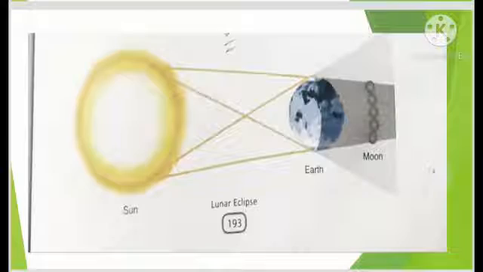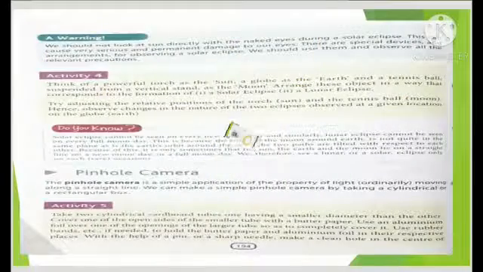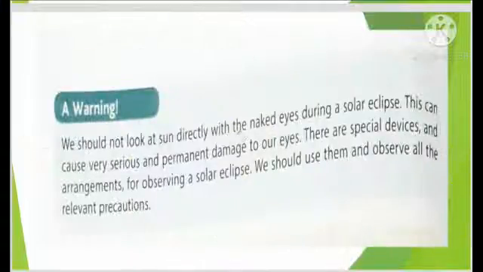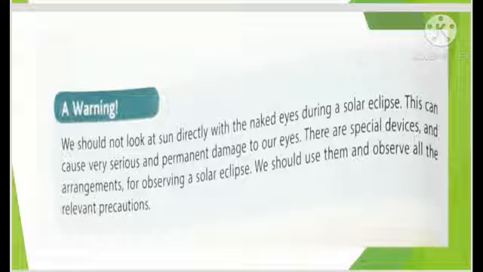Now we are going to discuss page number 94. A warning is given there. And we will also discuss activity number 4 and a do you know. What is the warning? We should not look at the sun directly with naked eyes during a solar eclipse. This can cause very serious and permanent damage to our eyes. There are special devices and arrangements for observing a solar eclipse. We should use them and observe all the relevant precautions.